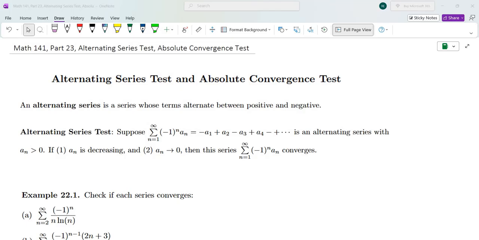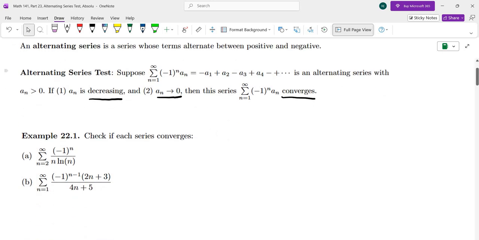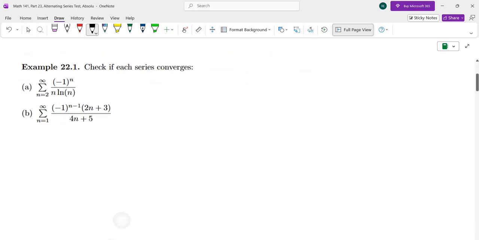So first, the alternating series test. An alternating series is a series whose terms alternate between positive and negative. The alternating series test tells us that if you have an alternating series and you look at the positive portions of the terms, and the positive portion decreases and approaches zero, then the alternating series converges. Note that the alternating series test doesn't tell you anything about divergence of the series. It only tells you that the series converges if it satisfies these two conditions. So let's do a couple of examples on this.